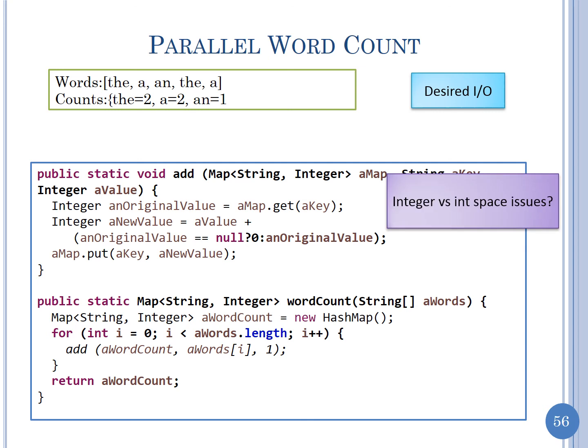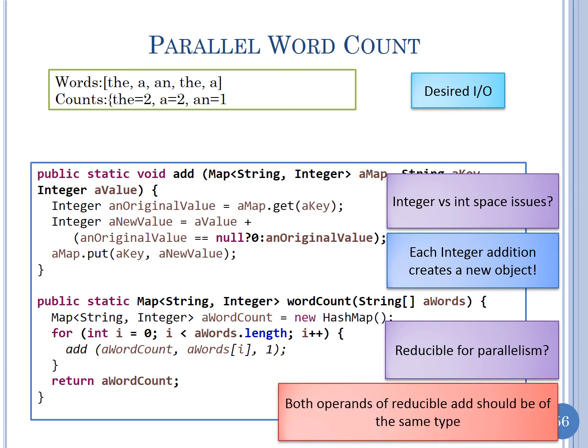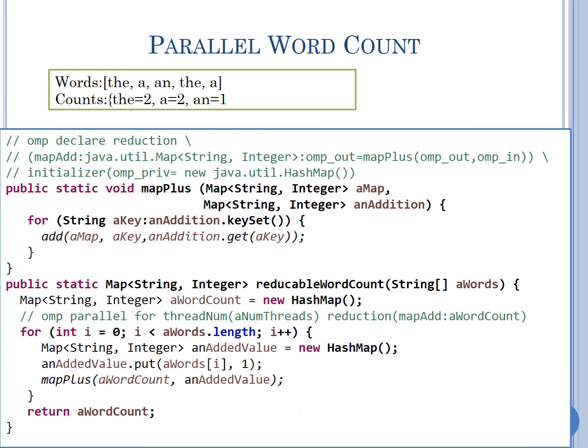And by the way, now we're using Integers, not int, and we talked about earlier that means dynamic allocation. Each time I update a count, I have to allocate a new integer, so we run into garbage collection problems. So, reducible parallelism: both operands of the reducible add should be of the same type, right? So I've got a map plus now.